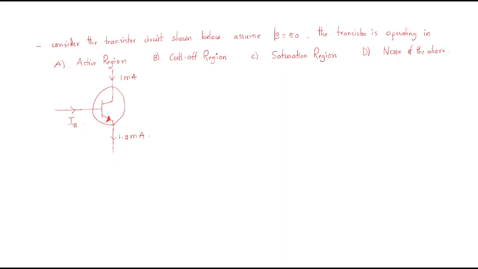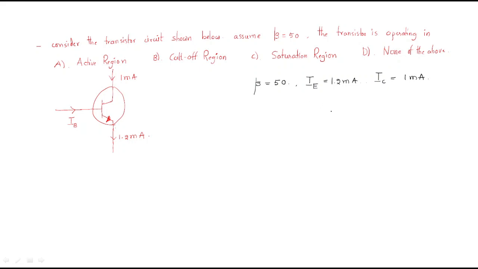So in this type of method, first you will take the given data. The given data, beta equal to 50, is the first point. Okay, here in the diagram, this is the emitter current. The emitter current equal to 1.2 milliamps, and the collector current equal to 1 milliamp.